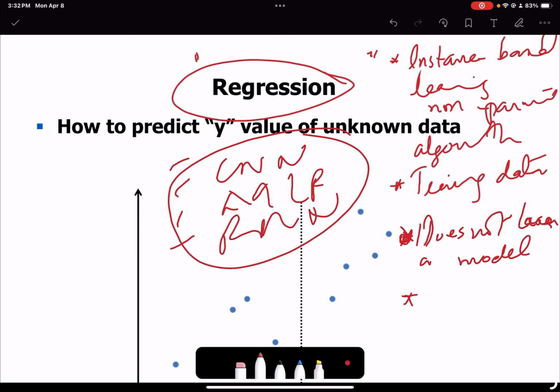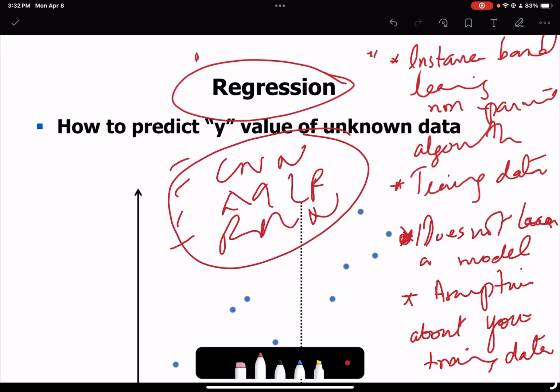KNN algorithm does not make any assumption about your training data and the relationships within your data. It just finds the nearest neighbors to your target data point and then estimates based on a function. It is a very simple and straightforward approach to regression. It can be used again for both regression and classification problems.